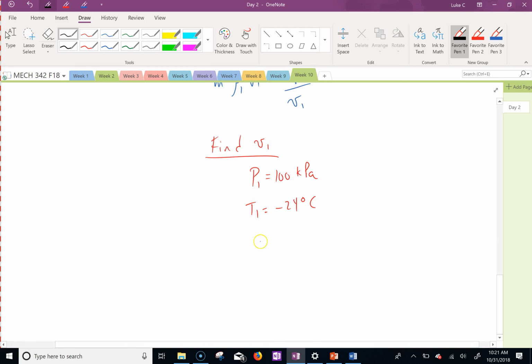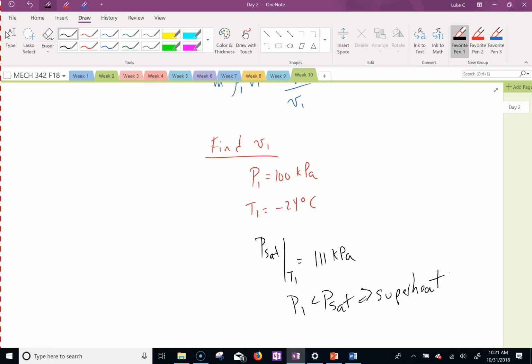Yep. So P sat at the T1 is 111 kilopascals. So P1 is less than P sat, so we're superheated. So, Cameron, you can use ideal gas because you're superheated. That's fine. Or you can just find it on the tables. And v1 comes out to be 0.1947 meters cubed per kilogram. And this is table A13.